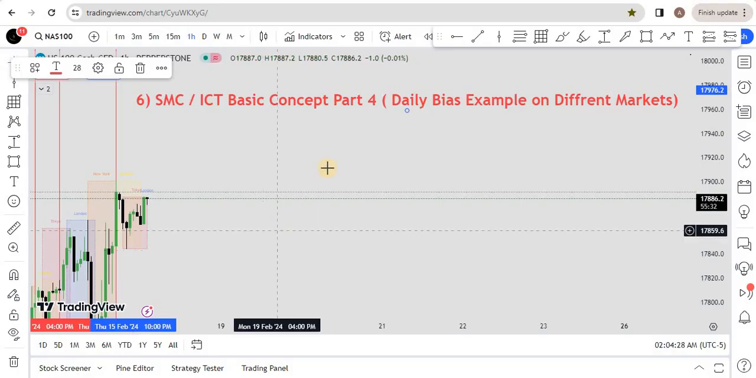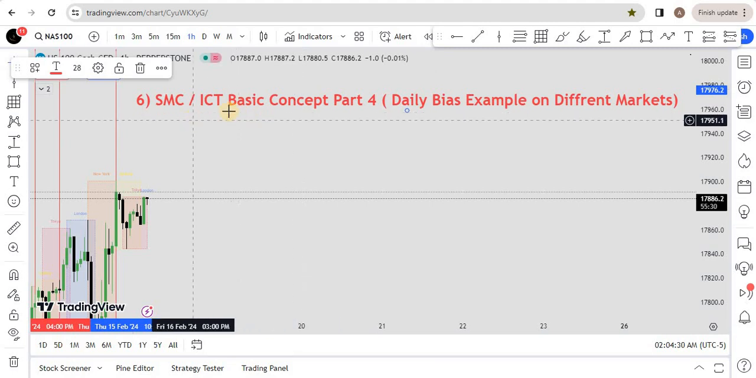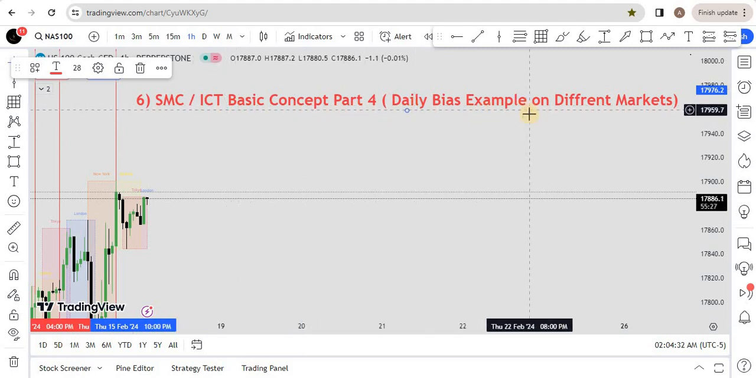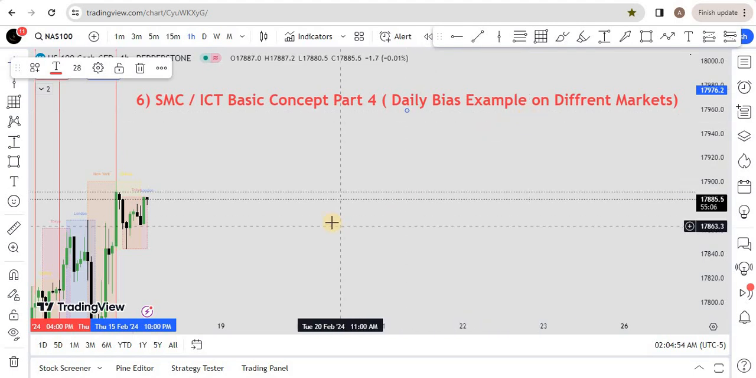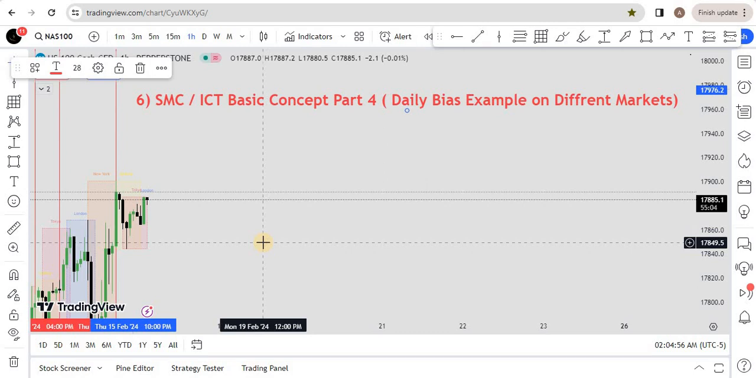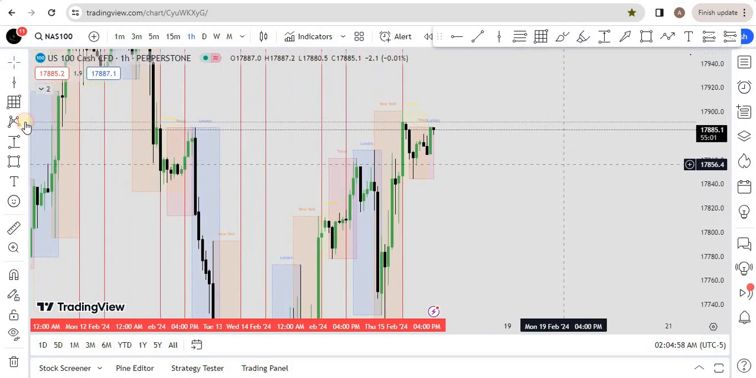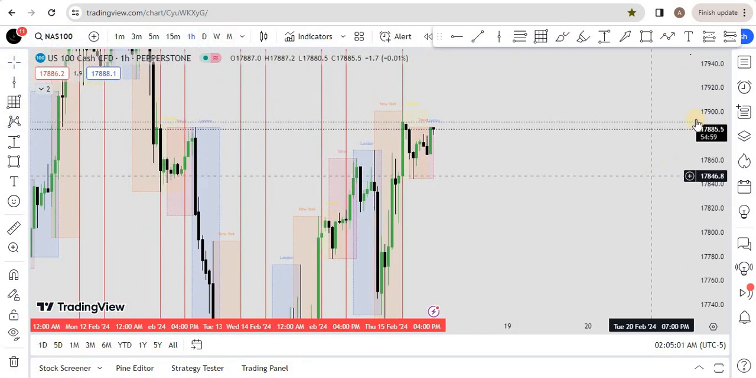So today's video is ICT basic concept part 4, daily bias examples on different markets. In the previous video I showed you an example on gold, and today I want to show you different markets like NAS 100, EUR/USD, and BTC as well. So make sure you watch this video till the end. Let's get started. We are on NAS 100, 1 hour time frame.